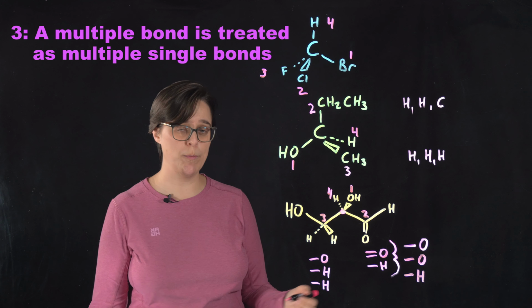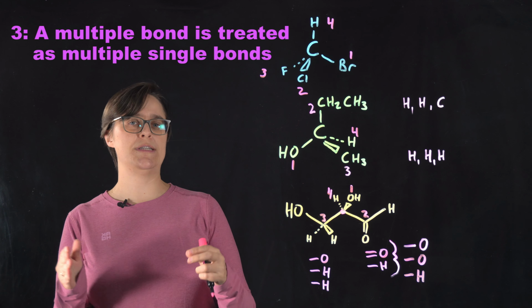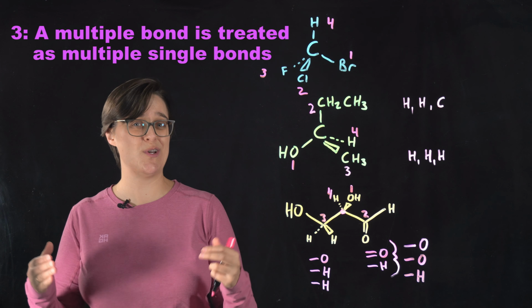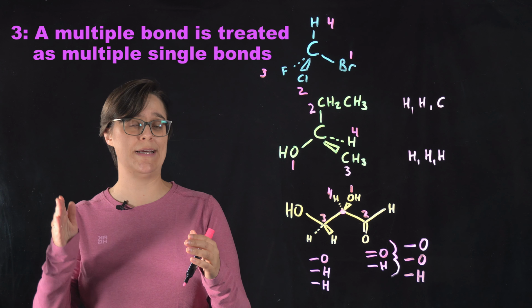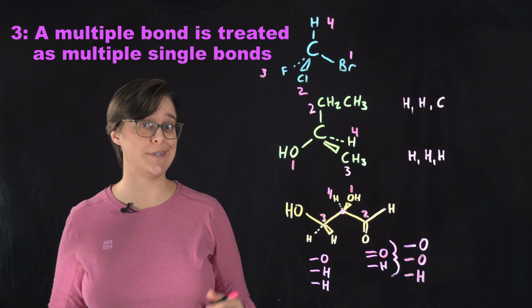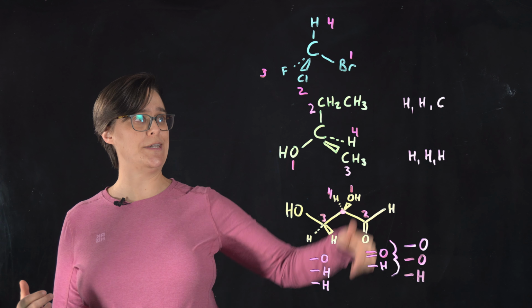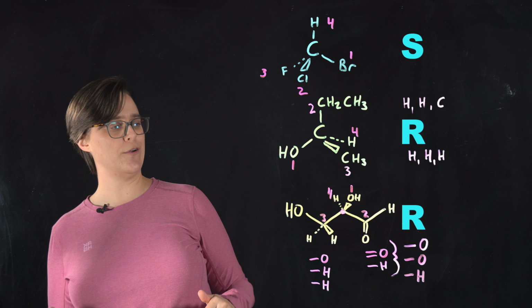So whether it's a double bond or triple bond, you just multiply it out. Like if you saw a triple bond to a nitrogen, you would treat that as being single bonds to 3 nitrogens. So these chiral centers are in the S, R, and R configurations.